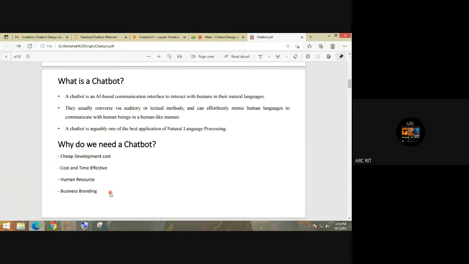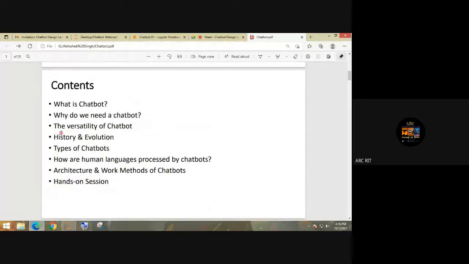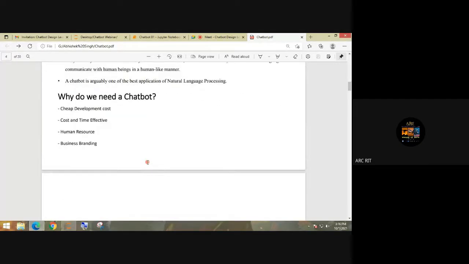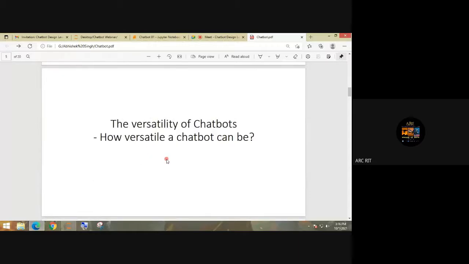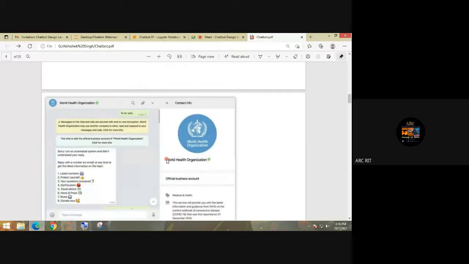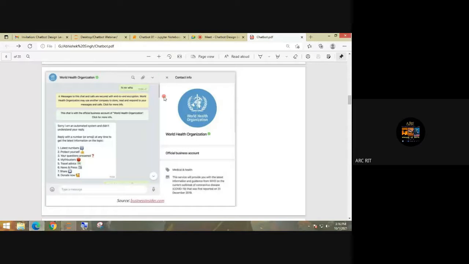So just now we'll see, this was the topic I put in my contents, how versatile a chatbot is, how useful it is, in what fields it is being used. So let's see the versatility of chatbots. If you see, this is a WhatsApp screen, and this is a chatbot. The World Health Organization introduced its own chatbot in 2019, at the end of COVID season, when COVID was starting.